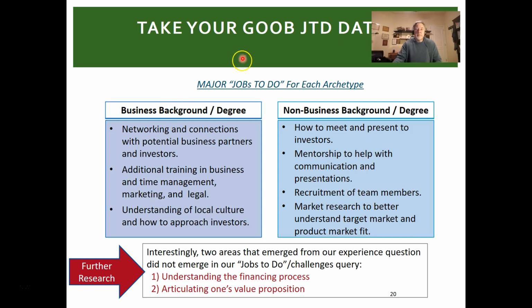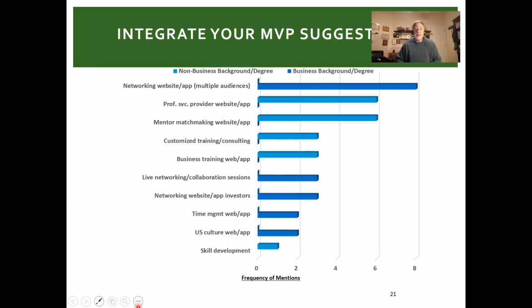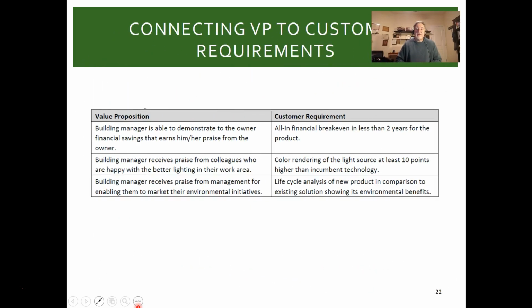This is very important when you take your goobs, that you need to translate them into a job to do, and once you have the job to do, you're going to translate it and build out what I call key pieces that are going to be the basis of your features in terms of customer requirements. These you then integrate into your MVP suggestions, and as you can see here, what we've just presented in the bar chart are going to be your customer requirements. You tie back to your value proposition, which you have on your business model canvas.